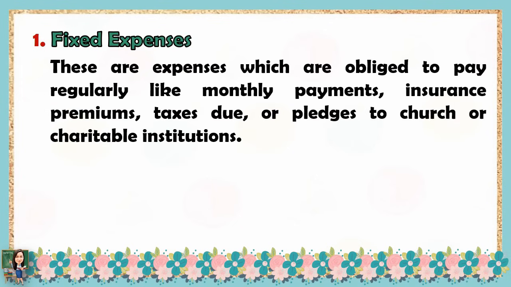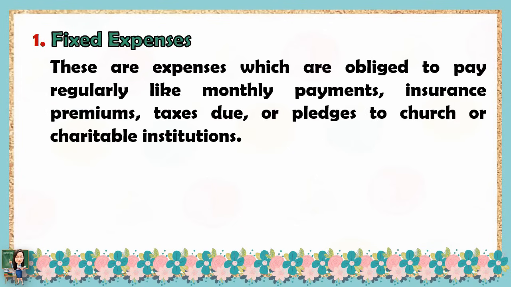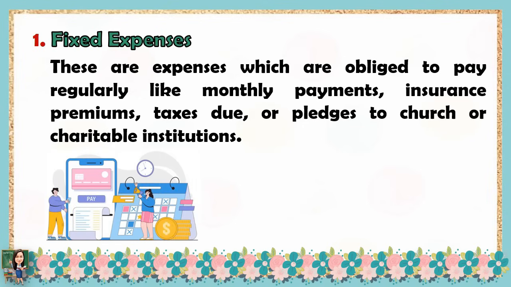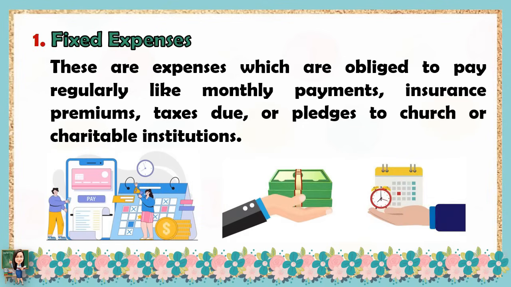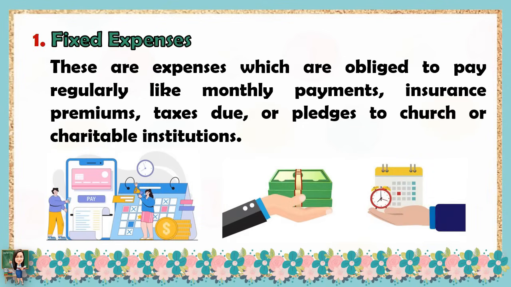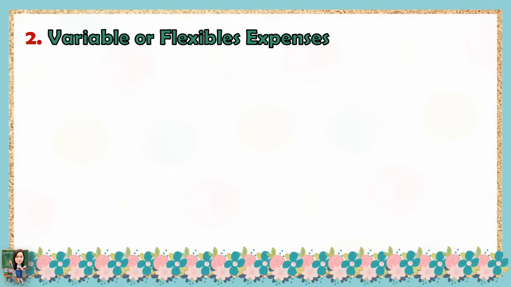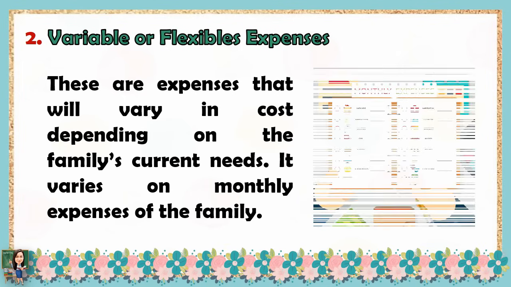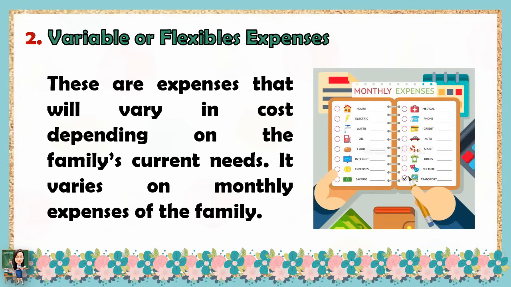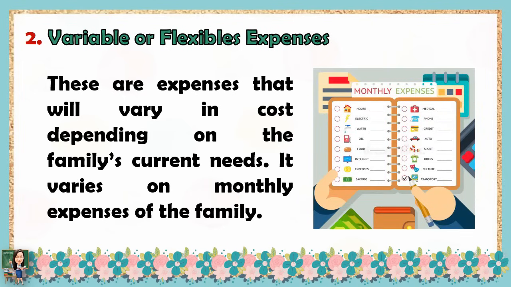These are expenses which you are obliged to pay regularly, like monthly payments, insurance premiums, taxes due, or pledges to church or charitable institutions. Number 2, variable or flexible expenses. These are expenses that will vary in cost depending on the family's current needs. It varies on monthly expenses of the family.